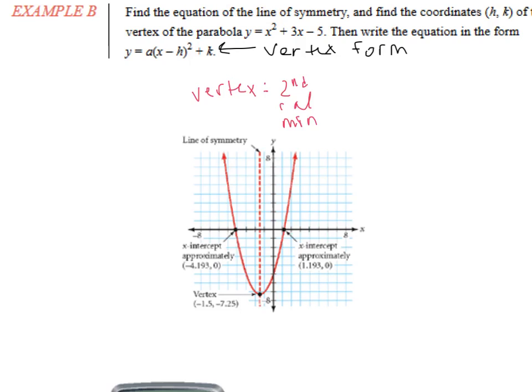Since we know the line of symmetry has to pass through the vertex, the line of symmetry is just x equals whatever the x-coordinate of the vertex is. So our line of symmetry here is x equals negative 1.5.